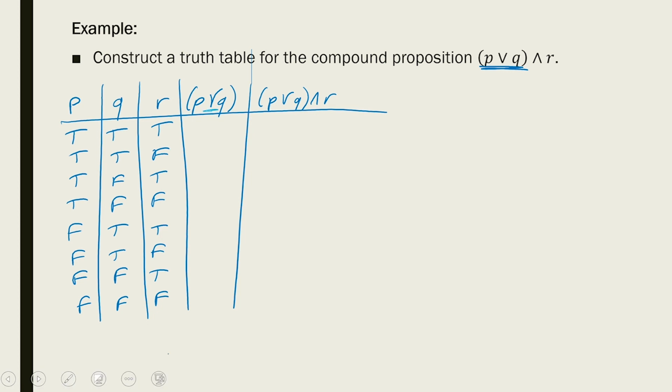For the disjunction P or Q, we just look at the first two columns, the column of P and the column of Q. This is false only when both of them are false, so we get true, true, true, true. Finally, we have a conjunction to do. So for the conjunction, we're going to look at columns 3 and 4. The conjunction is true only when both truth values are true. So we get true, false, true, and so on.